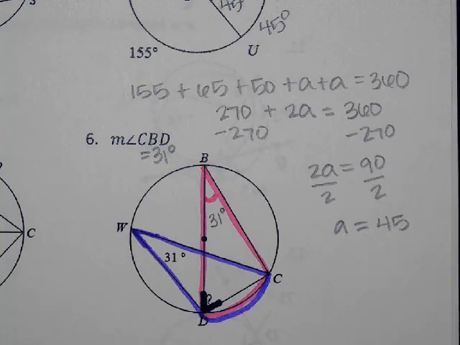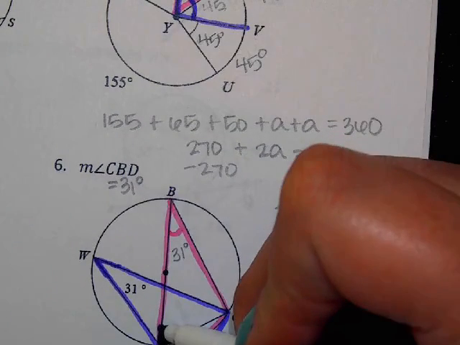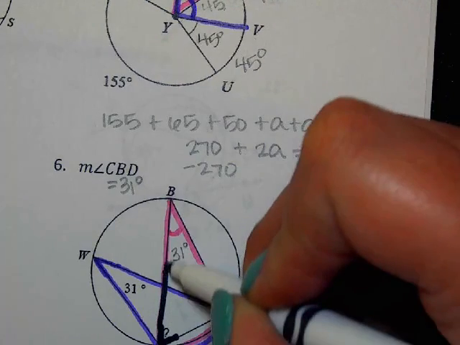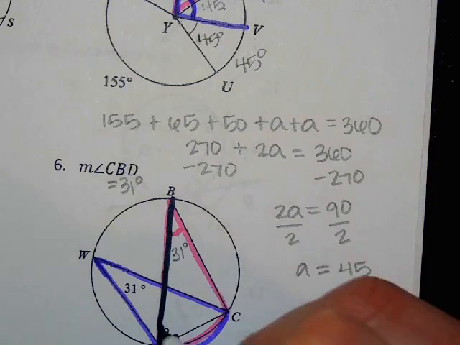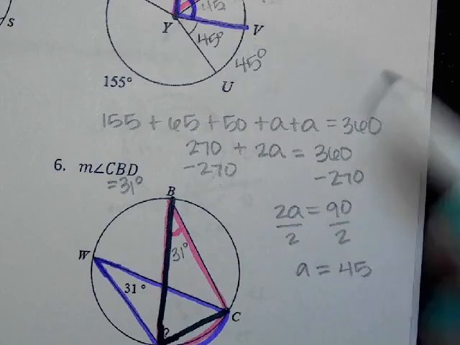CDW. If it was CDW, they probably would have used a little symbol. Yeah, it's a good question. They would have probably marked it to show you that it was more than just that little piece right there. Okay, so it goes with BC.